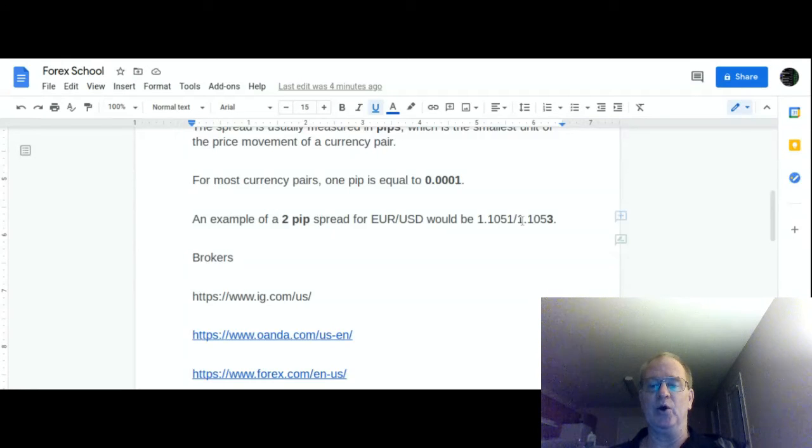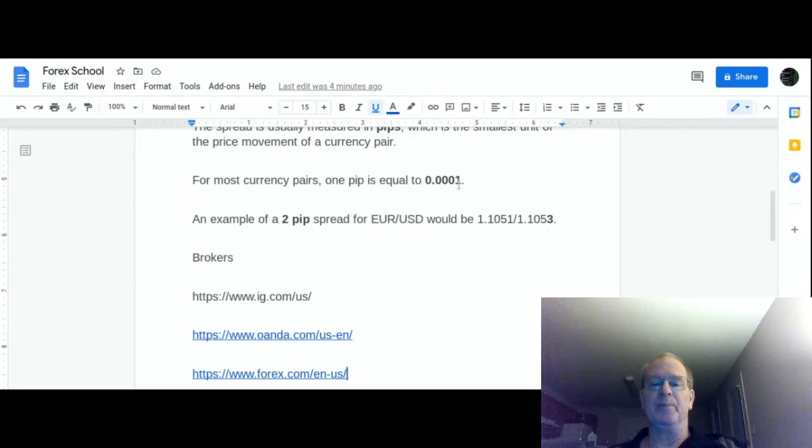If you decide to go long and buy it for the 1053, you could sell it immediately for 51, but you would lose 2 pips. In other words, it has to go up 2 pips in order for you to reach break even. Okay, if you decide to go short and sell it, you're going to get the 51, but you will have to pay 53 to buy it back. Again, it will have to go down 2 pips for you to reach break even.